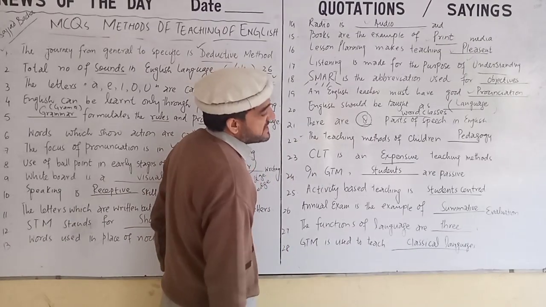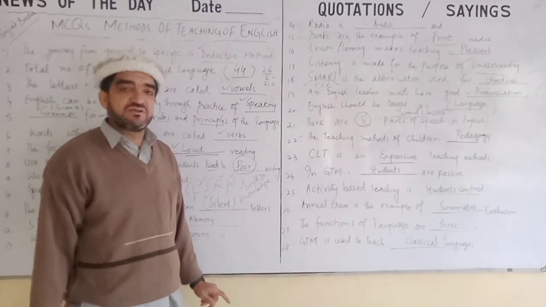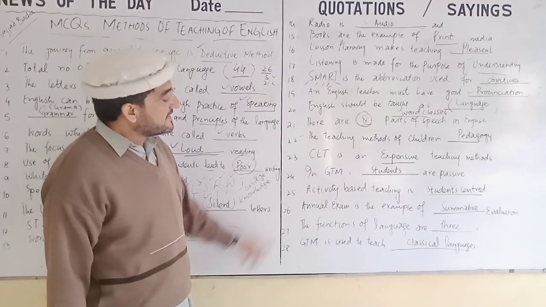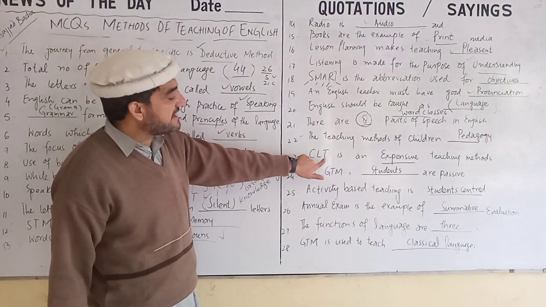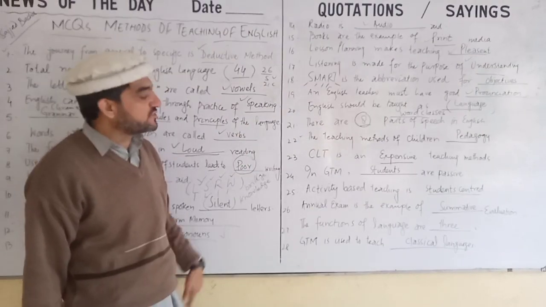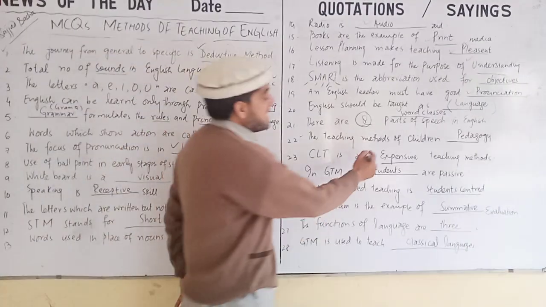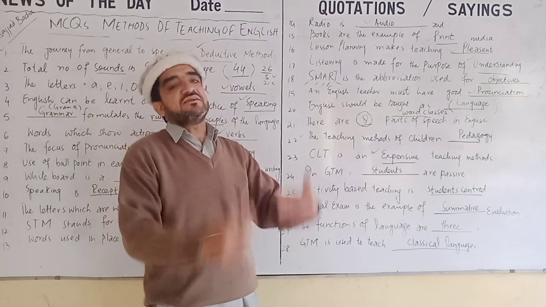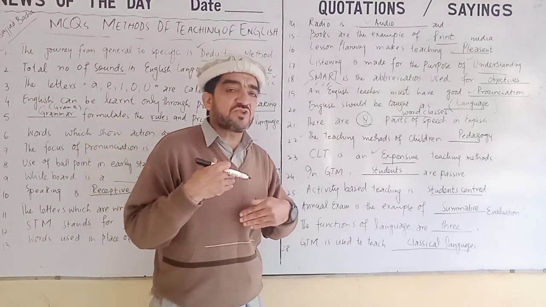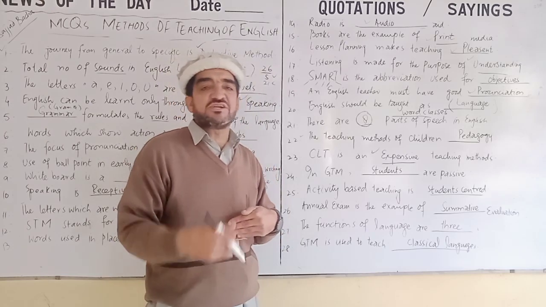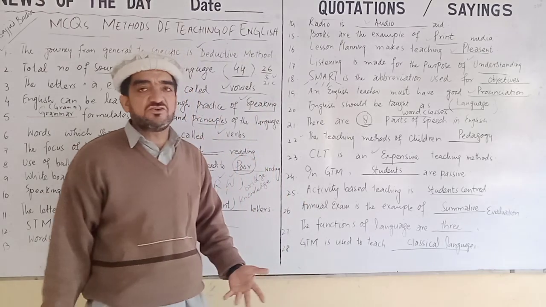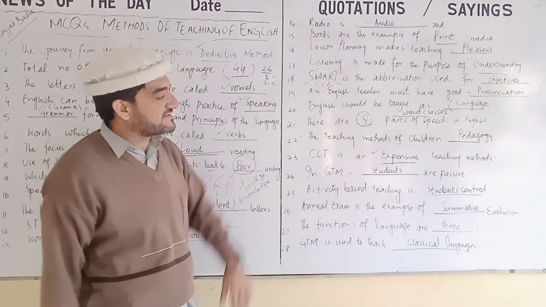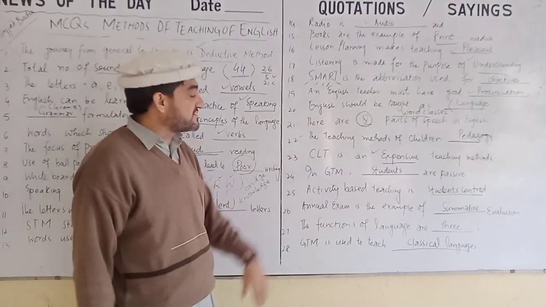The teaching methods of children are known as pedagogy, and the teaching methods of adults are called andragogy. CLT, communicative language teaching, is the advanced method used for the teaching of languages. It is an expensive method in the sense that it needs highly trained teachers. It is based on the use of ICT, information communication technology, or only technology. It needs multimedia, projectors, laptops, etc. So that's why it is an expensive teaching method. It is time consuming as well.